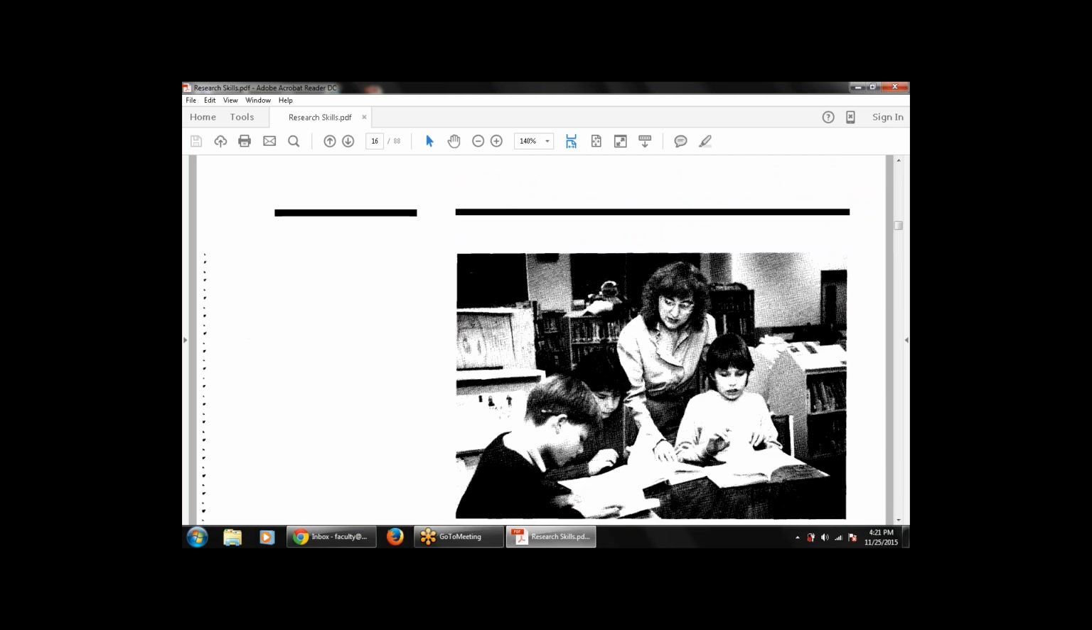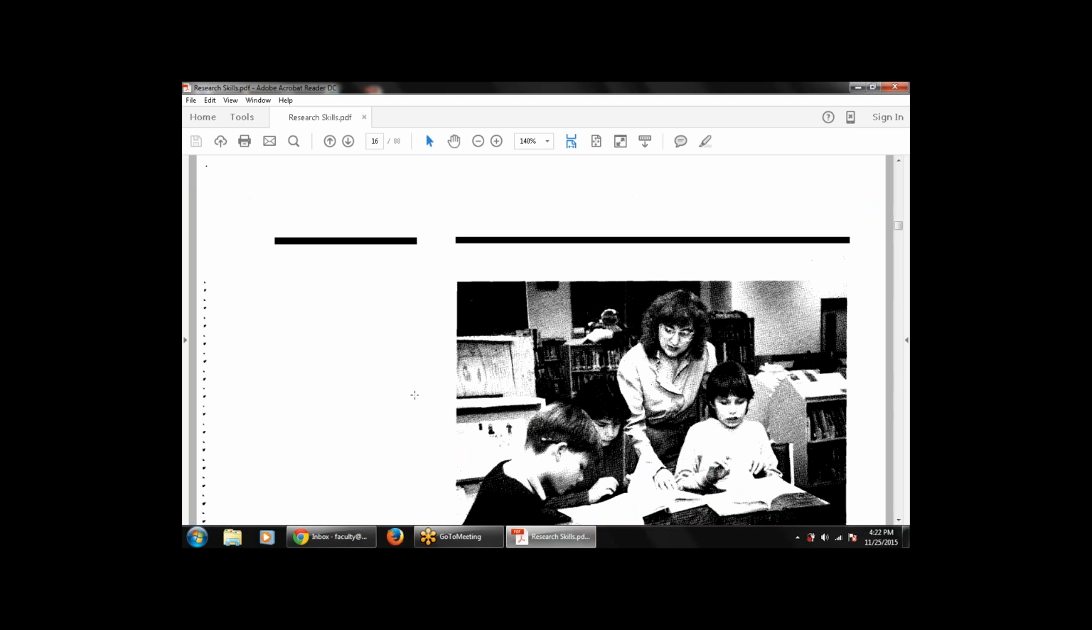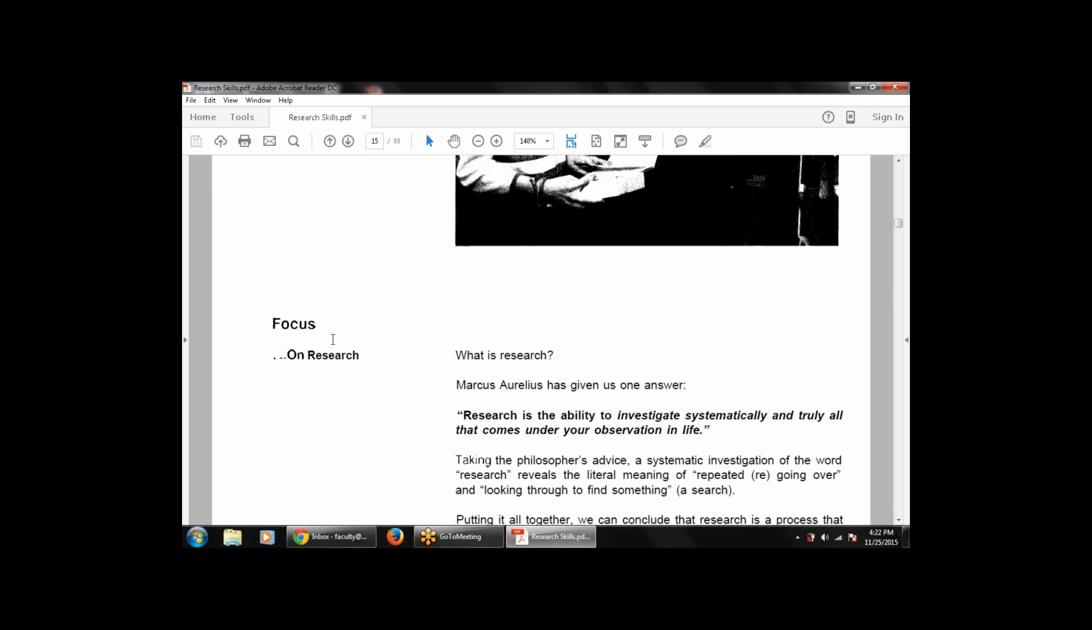This is one example where a lady is seeking out the research activity, that is, searching the activities by the students, and she is supervising what they are doing. So this is only a focus on the research.